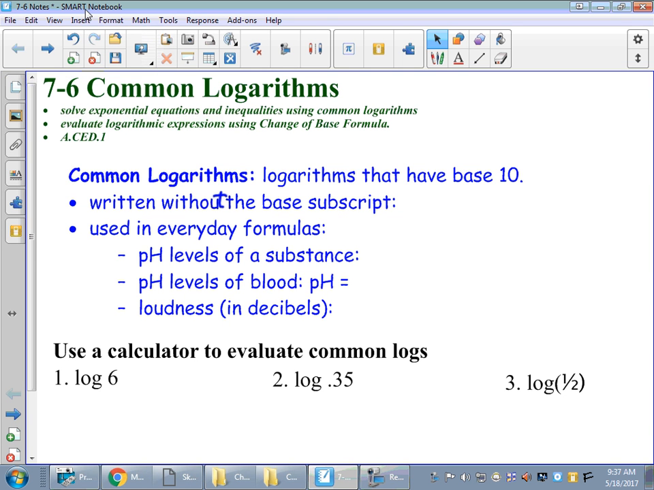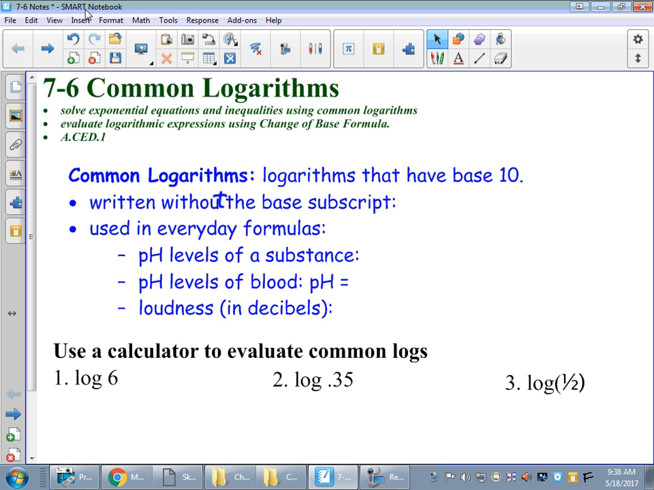These are your 7/6 notes on common logs. The reason we call them common logs is that they have base 10, and our entire number system is based on 10 digits, 0 through 9. All of the place values of our number system, the ones place, the tens place, the hundreds, the tenths, the hundredths, and the thousands, are powers of 10. So our entire number system exists with a base of 10.